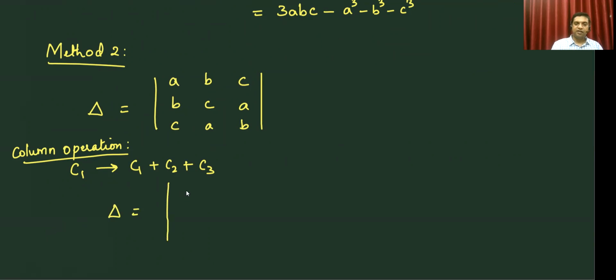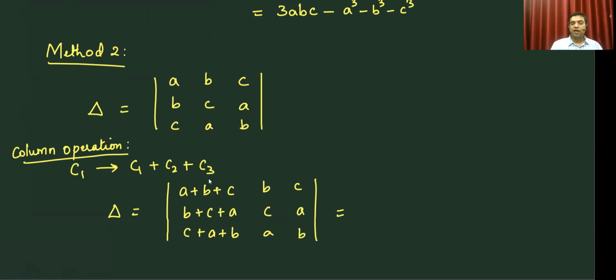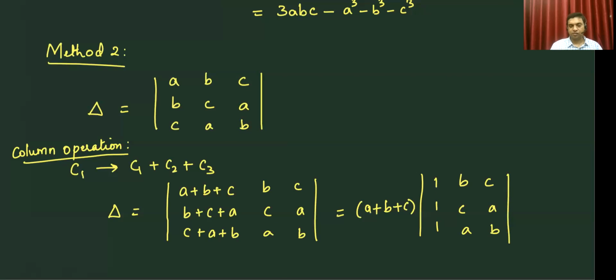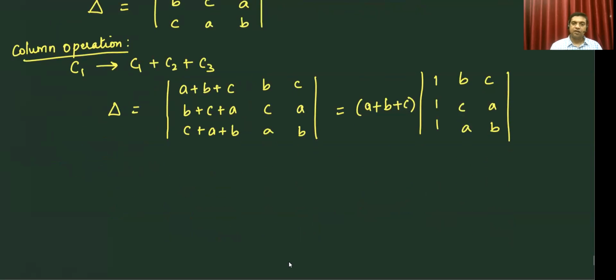By this, I get A plus B plus C, B plus C plus A, which is A plus B plus C, and C plus A plus B, which is A plus B plus C. And then I have BC, CA, AB. Now I can take the common factor out from any particular column or any particular row. So common factor is there in the column.